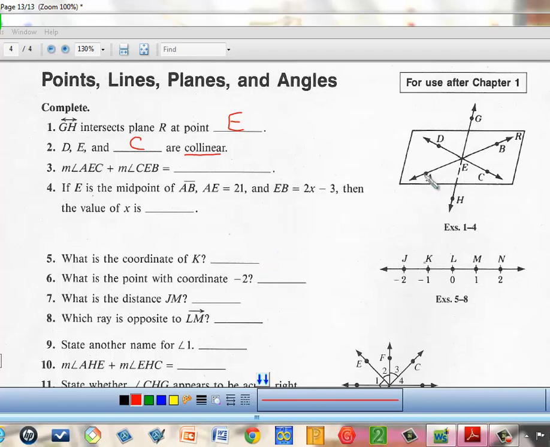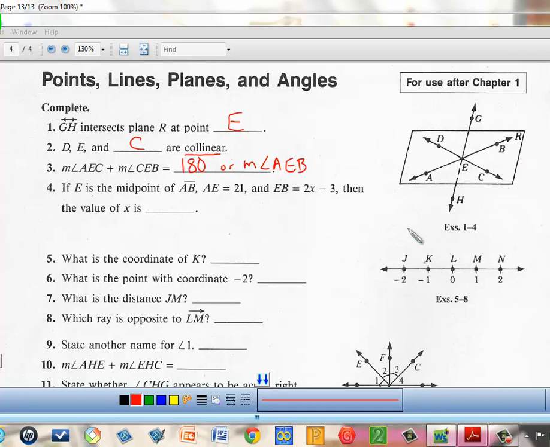Number 3, AEC plus CEB. I'll accept 2 possible answers for that. Since if I put those together, I form that straight line, you could have answered it with 180, which is a straight angle. Or if you named and gave me an actual angle, you could have said it's equal to the measure of angle AEB. Either one would be equally acceptable.